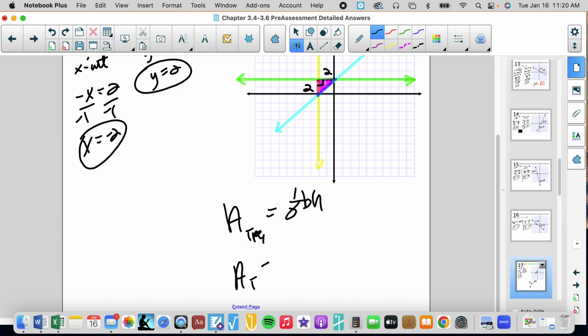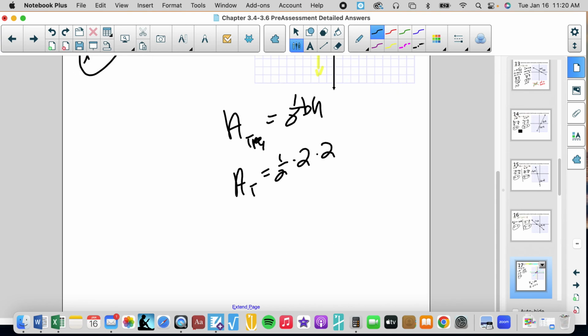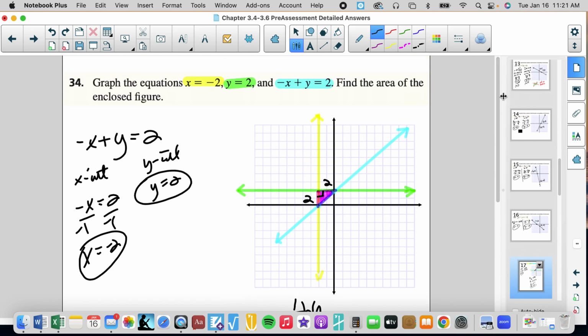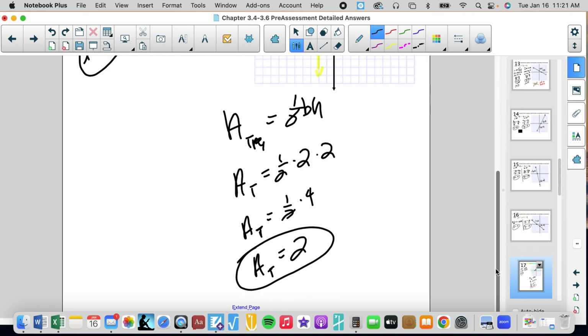So area of this triangle equals 1/2 times 2 times 2, which equals 1/2 times 4. Area of the triangle, that's a T, equals 2 squared units. Squared because you have 2 dimensions. So the area would be 2 squared units. Don't know if they asked for that.